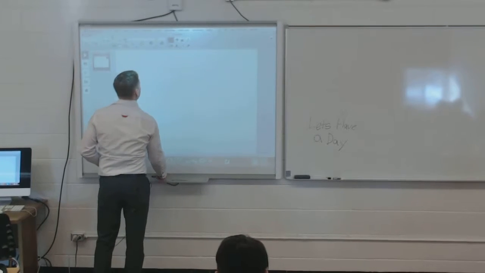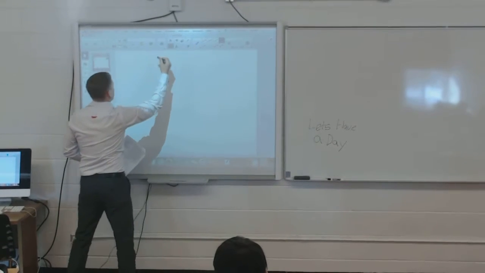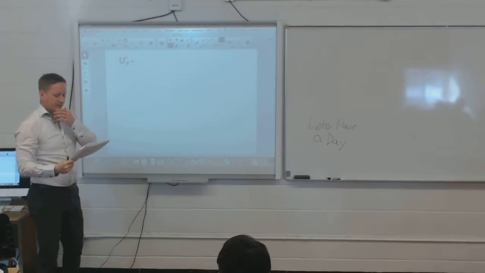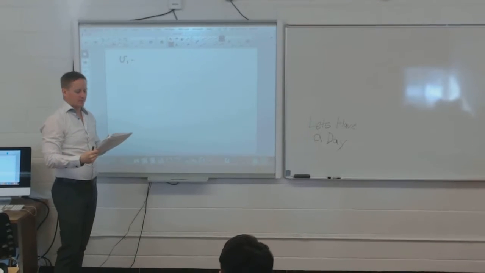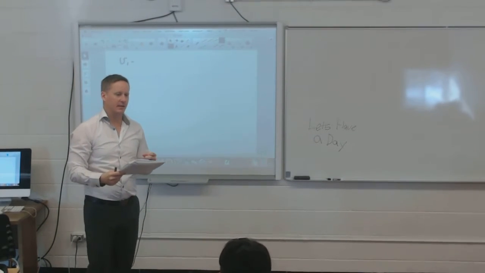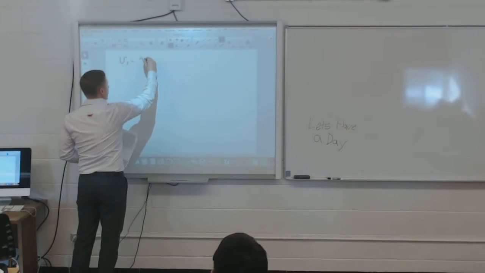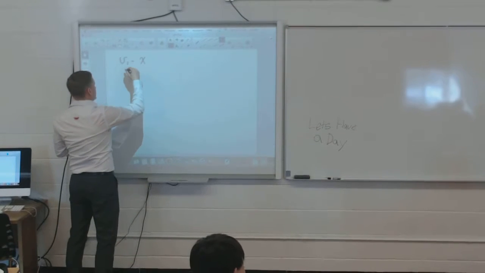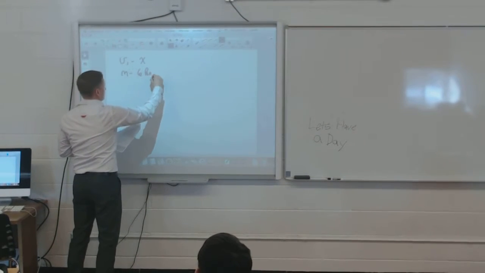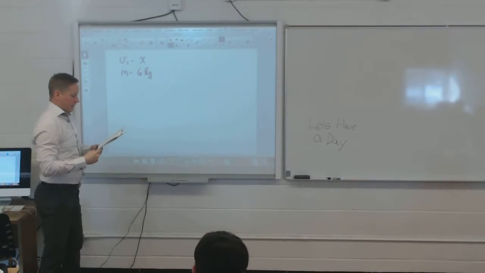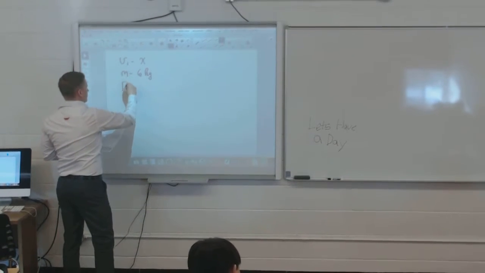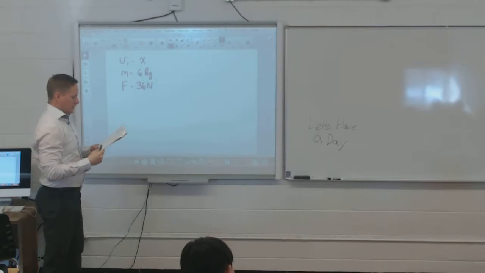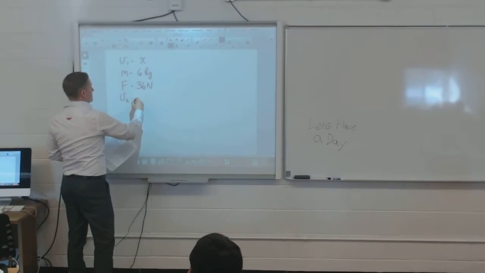Okay. So, my initial velocity, now, they use V naught. The little subscript there just means initial usually, but I'm just going to make it X. So V1 is X, okay? I have a mass of 6 kg. A force of 36 newtons being applied. My V2 is double what that is.